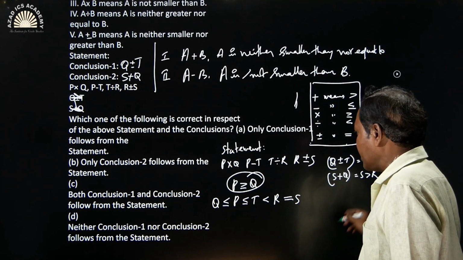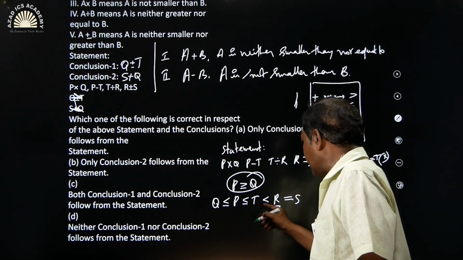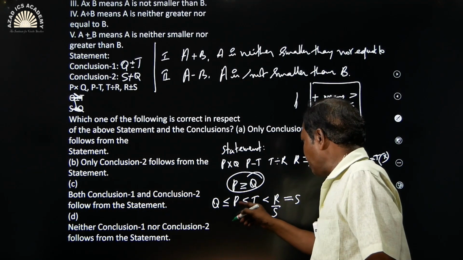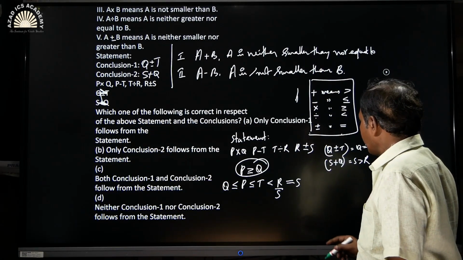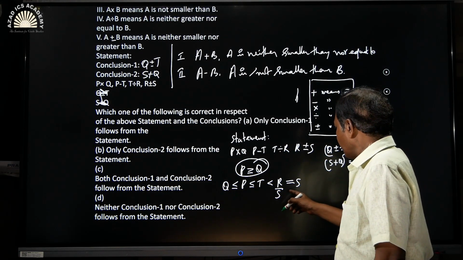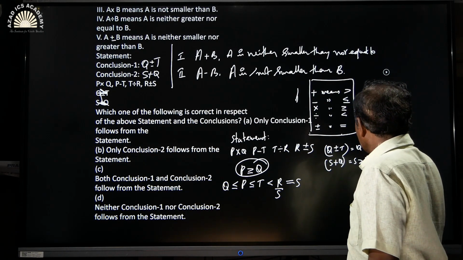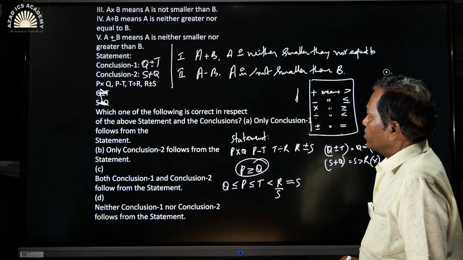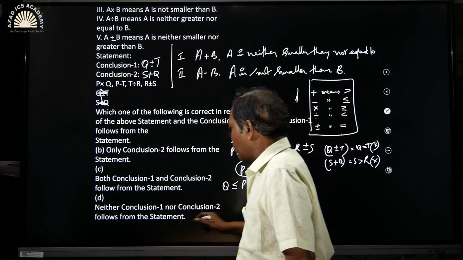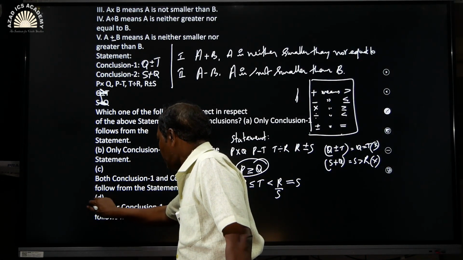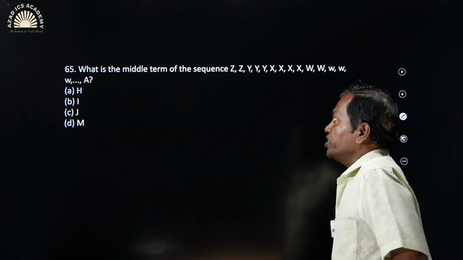S plus R, S greater than R. S is here. S can be shifted to this. S greater than T, greater than P. S greater than R. S is equal to R, you can say. So this is also not correct. Fine. Then what are the options? Both are incorrect. Neither conclusion 1 nor conclusion 2. This is correct.